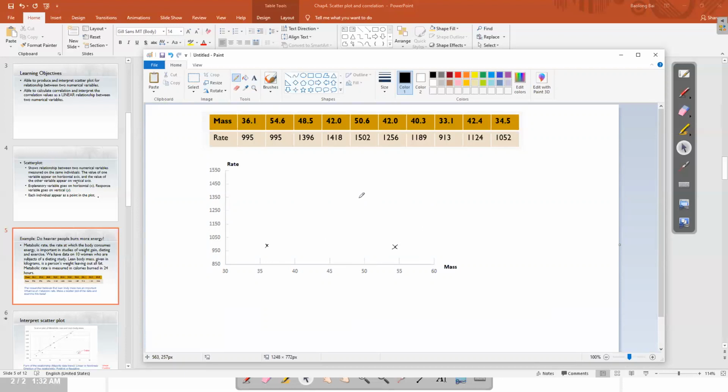Okay, so roughly. And then the next one, 42, 1418. 42 around here, and 1418, that's around here. So kind of around here, okay? And then 50.6, 1502. 50 is here, 50.6, and 1502, around here. And then 42, 1256. This is 42 right here. 1256, 1250 is here, right?